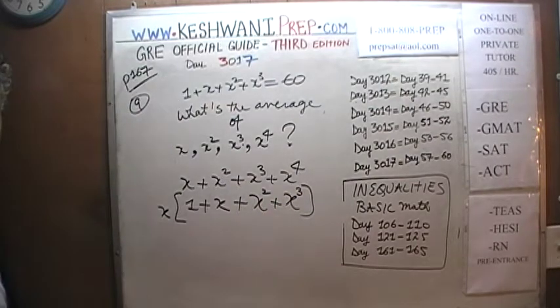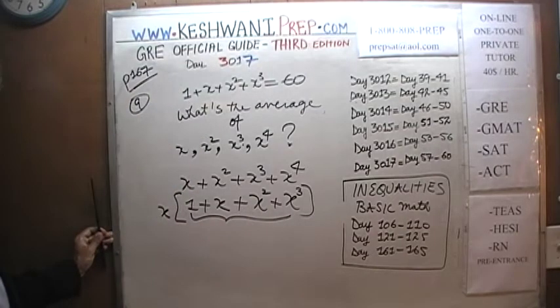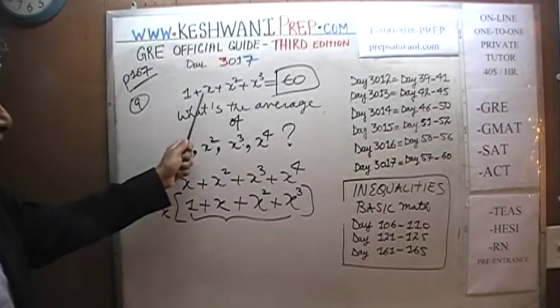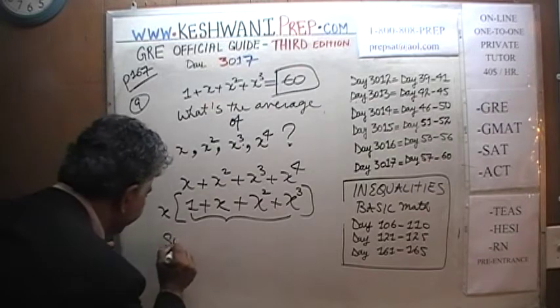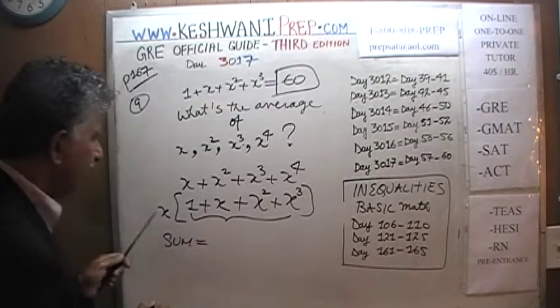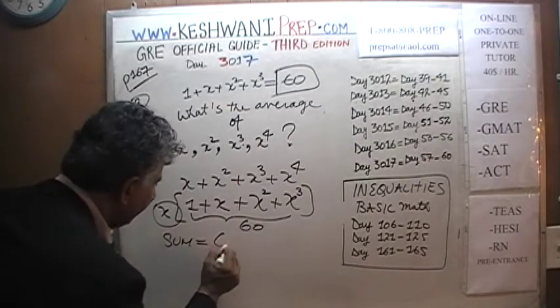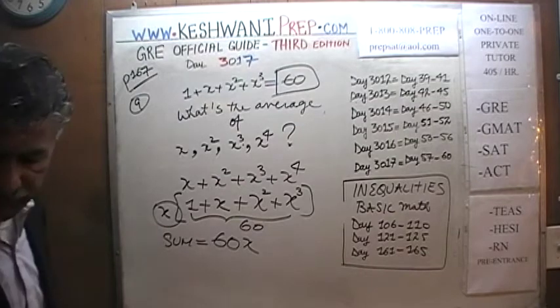That's the sum. But we know what this is equal to. How do we know it? Because it says so right there. It is given to us. We are told that 1 plus x plus x squared plus x cubed is 60. So the sum of these four numbers is simply 60 times x. The sum is 60x. And since we have the sum, how do we find the average?